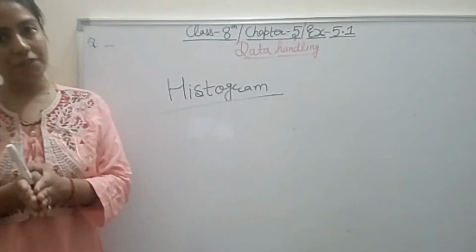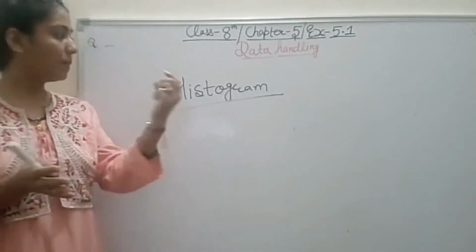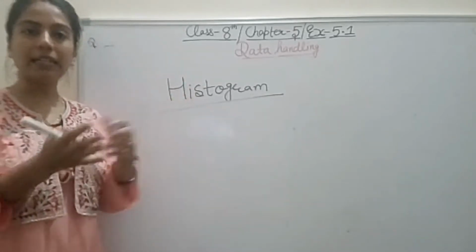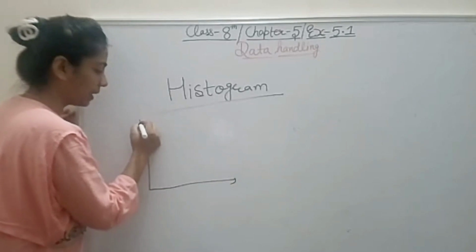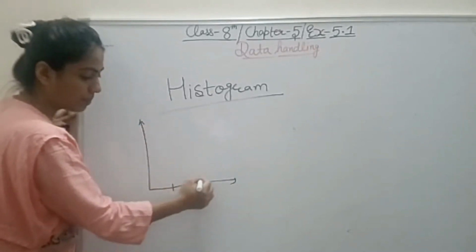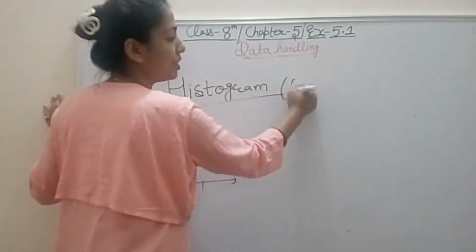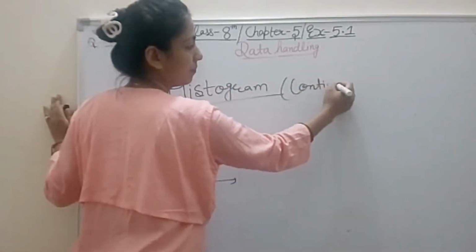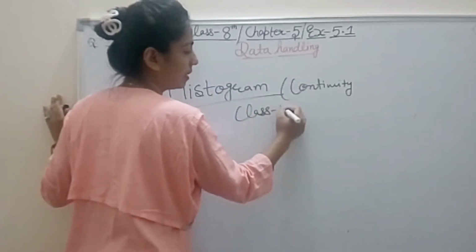Everyone knows bar graph. This is a kind of bar graph, बस इसमें एक condition है, मतलब इसको भी हम x y axis में ही बनाते हैं, right? इसे भी हम intervals में लेते हैं, but histogram में क्या होता है बेटा? Continuity होती है, continuity और class intervals होते हैं.